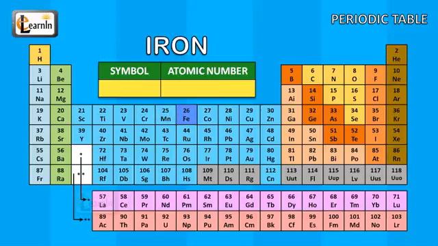The element iron is represented as Fe and has an atomic number of 26. The element cobalt is represented as Co and has an atomic number of 27. The element nickel is represented as Ni and has an atomic number of 28.